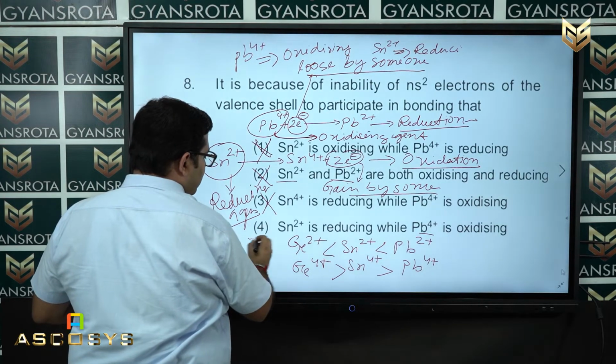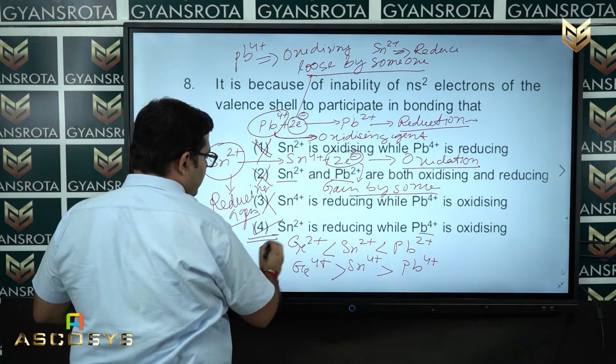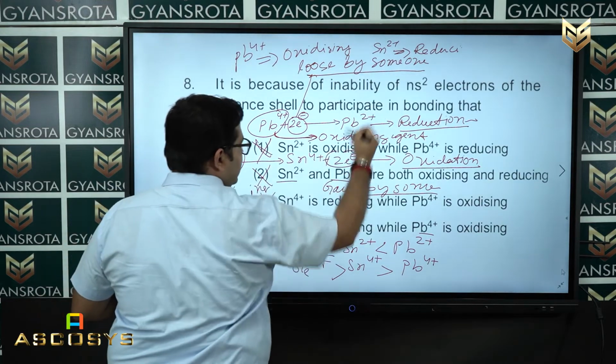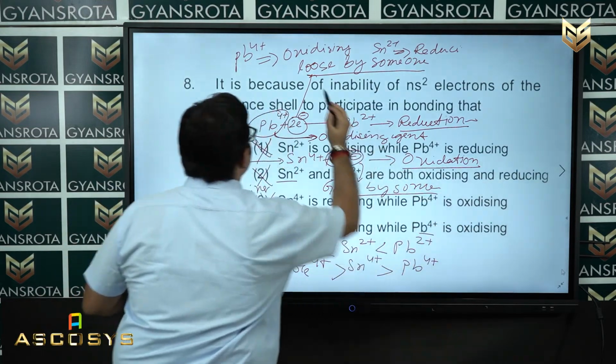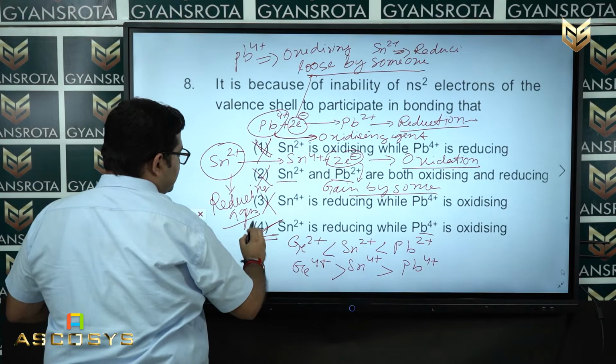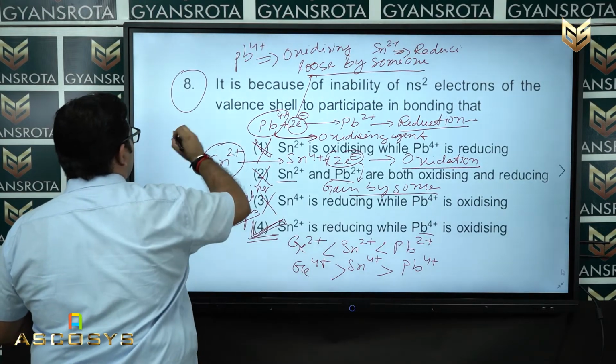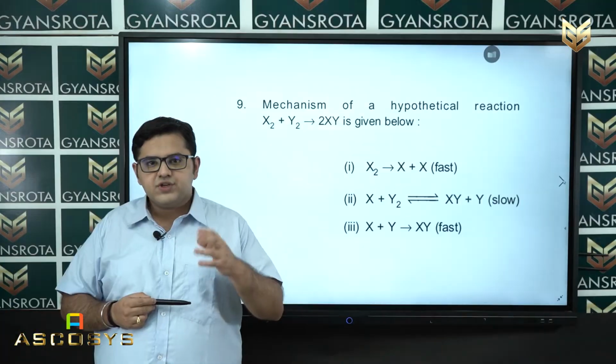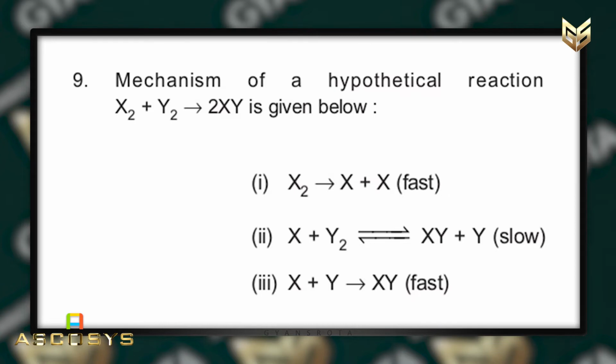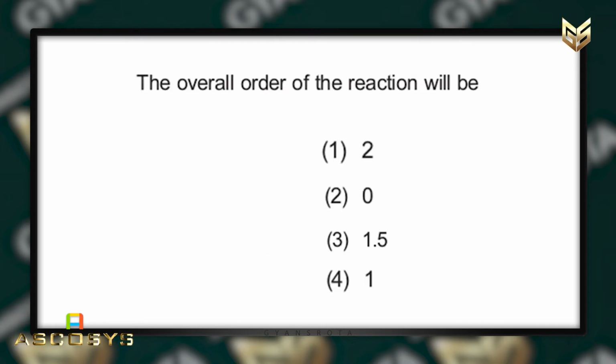So we have left only one option, that is option number 4. Sn2+ is the reducing agent and Pb4+ is your oxidizing agent. So option number 4 is the correct answer of your question number 8. Now question number 9 is on your screen. Mechanism of a hypothetical reaction X2 + Y2 → 2XY is given below. The overall order of the reaction will be.